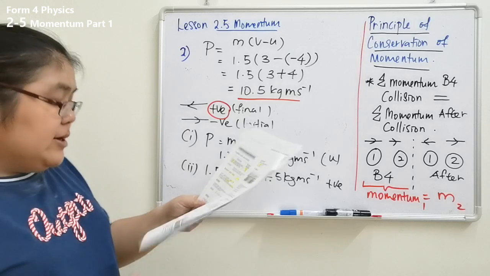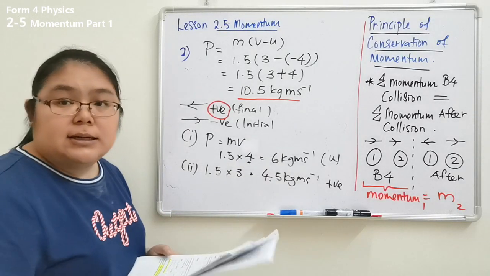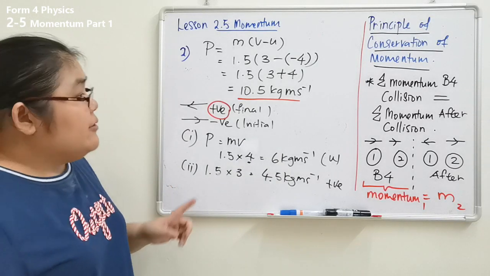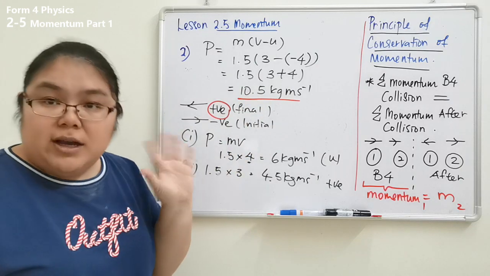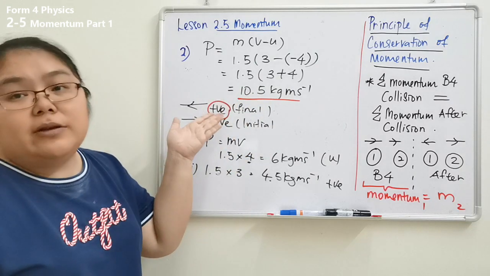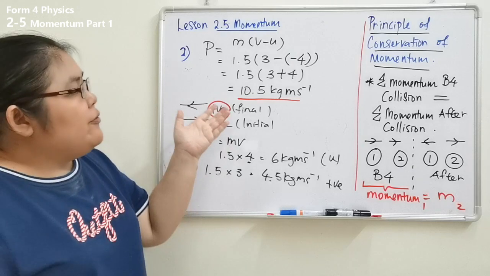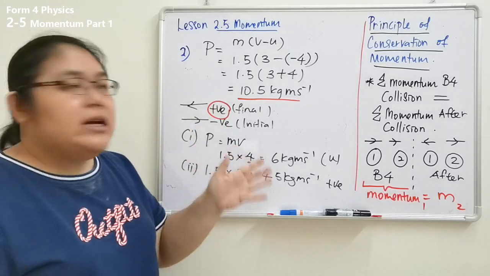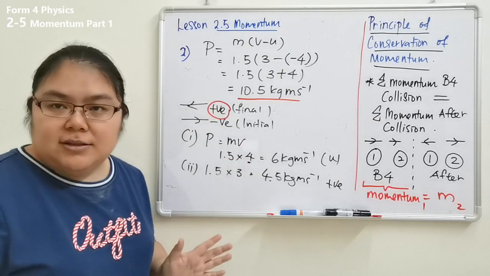So finally, do you understand why I want to put the final as the positive direction? I want to take it like this because the final answer is not negative. My final answer is positive, so I don't need to explain now that the trolley is moving in the opposite direction.